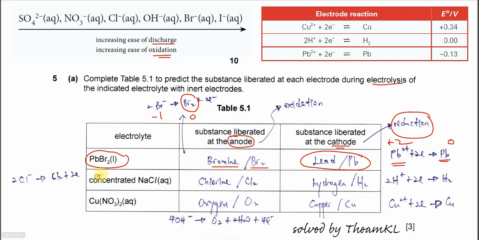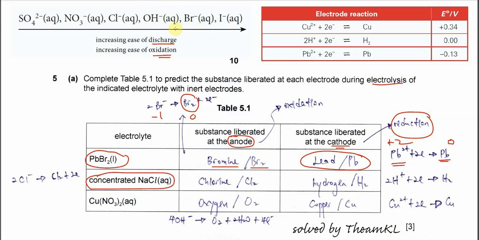For the second solution, concentrated sodium chloride solution. For the discharge of the anion, I recommend you all to follow this trend. So you just remember this trend. Whenever there is an iodide solution, iodide together with hydroxide, the iodide will always be the one that discharges, forming iodine. When it is a bromide solution, bromide with hydroxide, bromide also will discharge and form bromine. That's the trend.